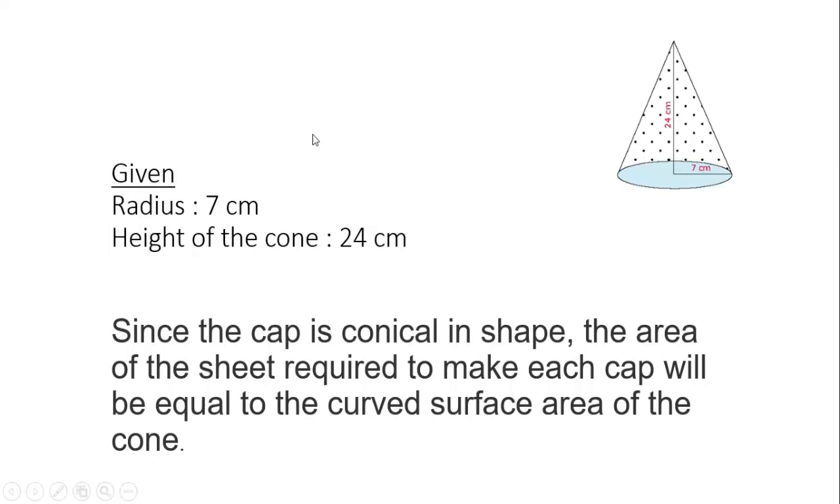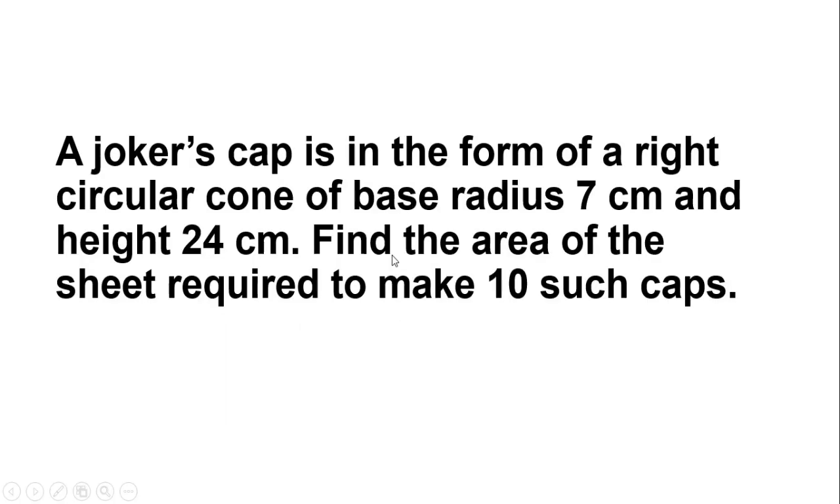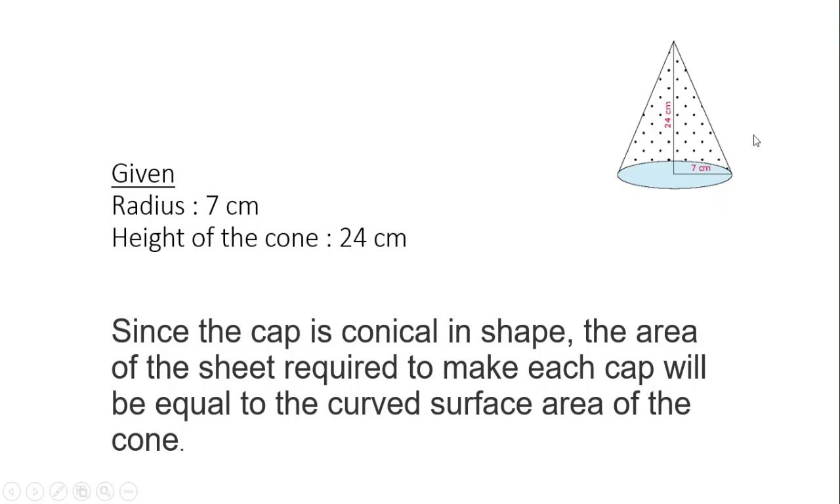Here, a joker's cap is in the form of a right circular cone. The base radius of that particular right circular cone is 7 centimeters and the height of the cone is 24 centimeters. It is the given data. We need to find out the area of the sheet required to make 10 such cones, right?